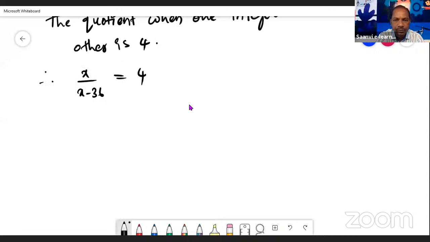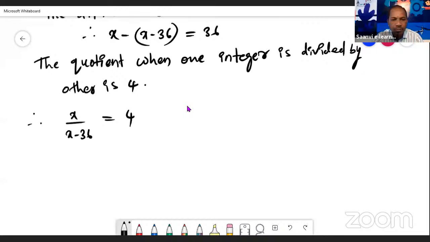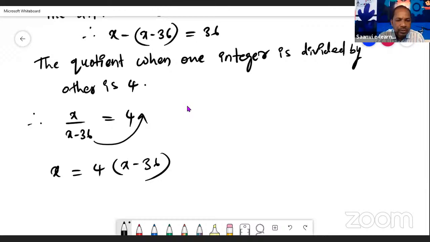Let us see how we get this x minus 36. You send this side: x is equal to 4 into x minus 36, since x minus 36 is dividing, when we send this side, it will multiply. So x is equal to 4 into x, 4x, minus 4 into 36, 144.